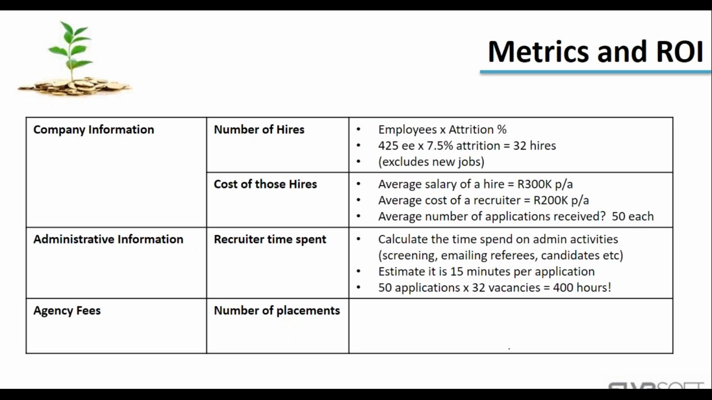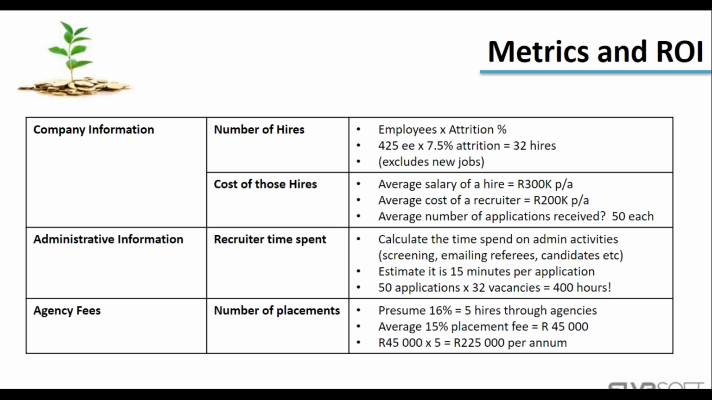Keep in mind that in a year, I think we only have about 415 hours. So now we can understand why the recruiters look like they do. And then number of placements. So you basically need to presume what percentage of those 32 vacancies you would possibly send to agencies. I presumed about 16%, so it was 5 hires. And I presumed that an agency would charge me 15%. So that equated to 45,000 Rand per placement.